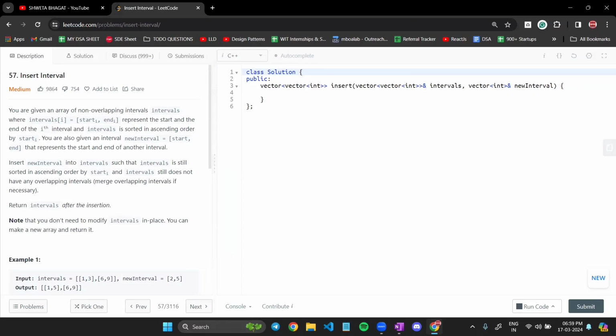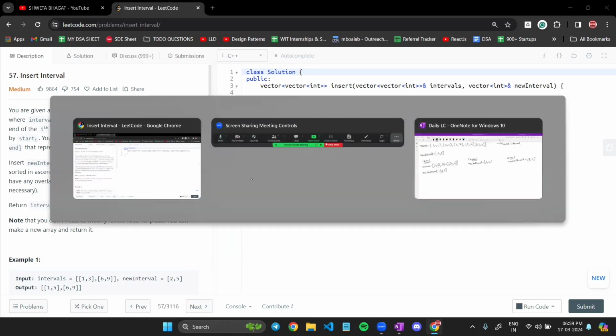Hey everyone, today we are going to solve the Daily LeetCode challenge of 17th March 2024, and the problem statement is Insert Interval. So let us first understand the problem statement.